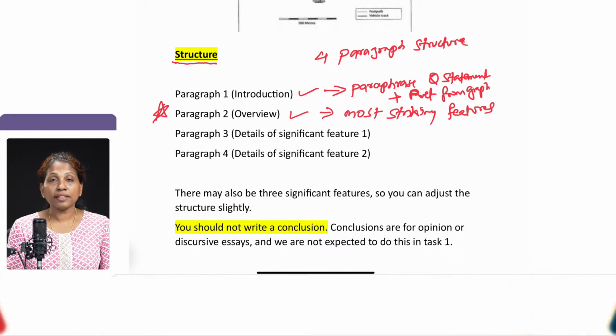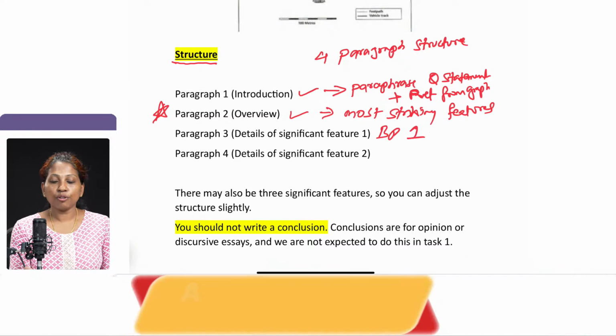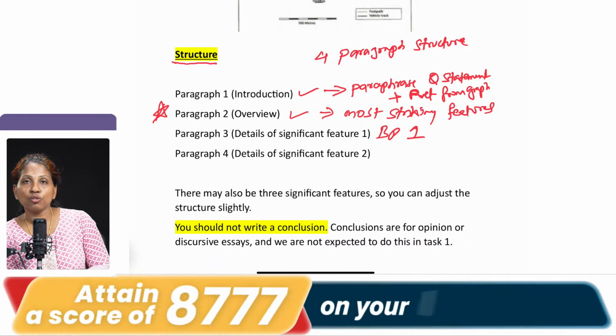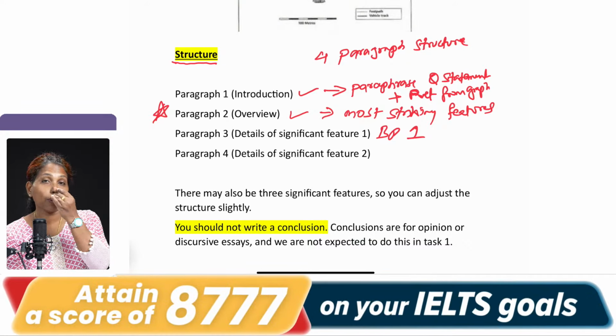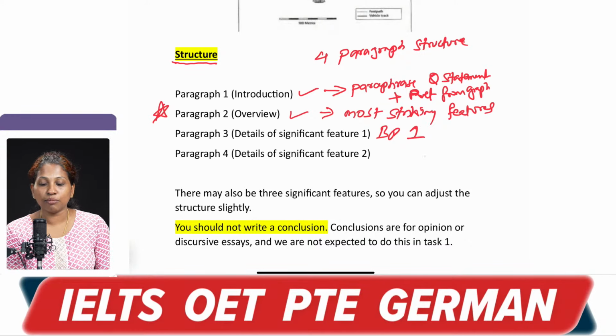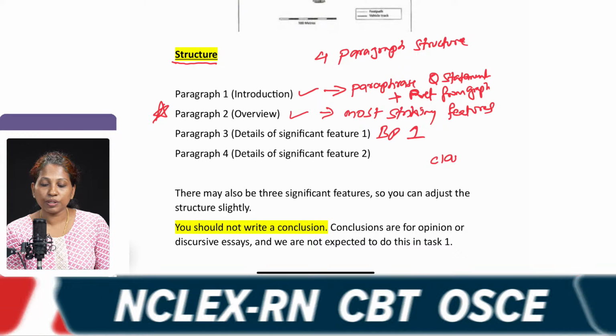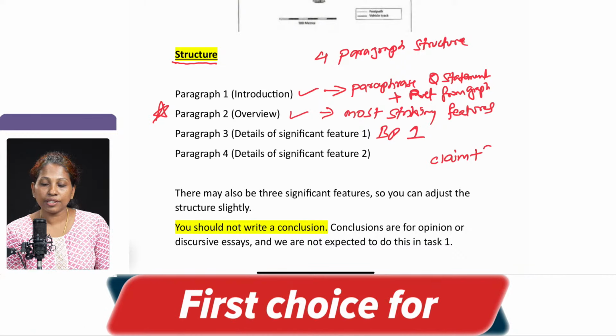Okay, then comes your para 3, which is your body paragraph 1. Details of your feature, whatever feature you have mentioned in your overview paragraph, 1 or 2, that has to be now explained with numbers and specifics. If you're making a claim, support your claim always. If you're claiming something, the claim should be supported with evidence.